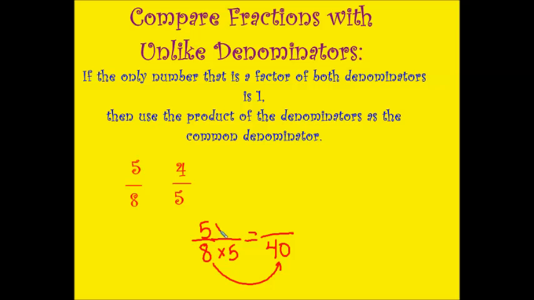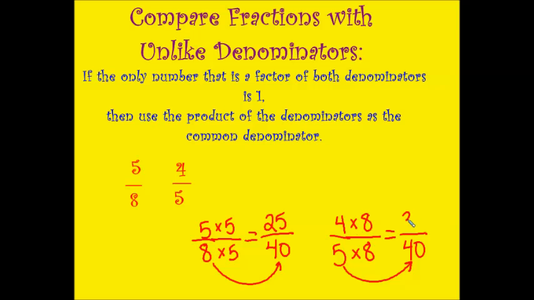So 5 times 5 is 25. I will do the same thing with my other fraction. Rewrite 4/5 and extend the line. I know my common denominator is going to be 40. How do I get from 5 to 40? I can multiply by 8. Whatever I do to the denominator, I do to the numerator. I multiply 4 times 8, which is 32.